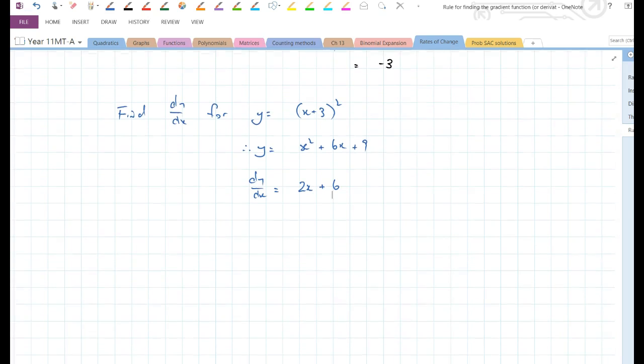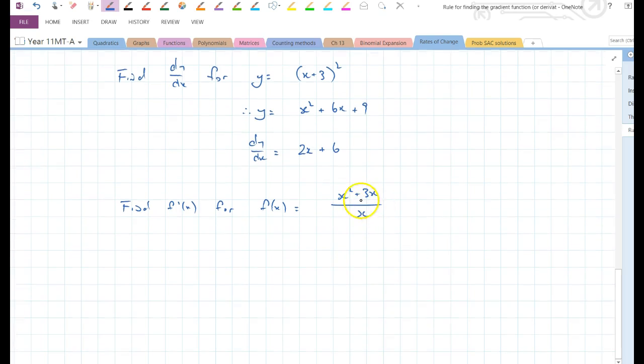Okay, just one more. So find f dash x for f of x equals x squared plus 3x, all over x. Now in this case this looks a bit messy, but in fact what we can do is just divide through by x. So we can rewrite this as x plus 3. So f dash x is simply 1. X goes to 1 because there's a 1 out the front there, and 3 disappears. So our gradient function is just 1.